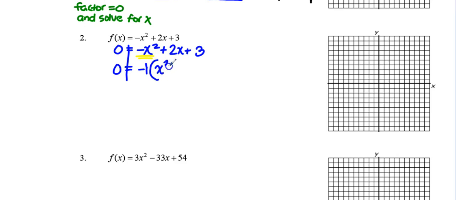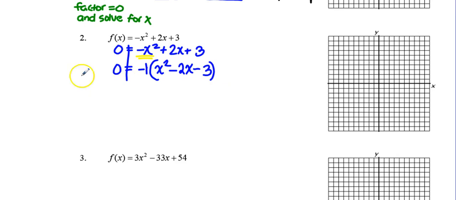Factoring out a negative 1 is not going to actually change any of these values. It's going to just flip the signs. Because if you ask yourself, negative 1 times what gets me a positive 2? The answer is negative 2. Negative 1 times what gets me a positive 3? The answer is negative 3.